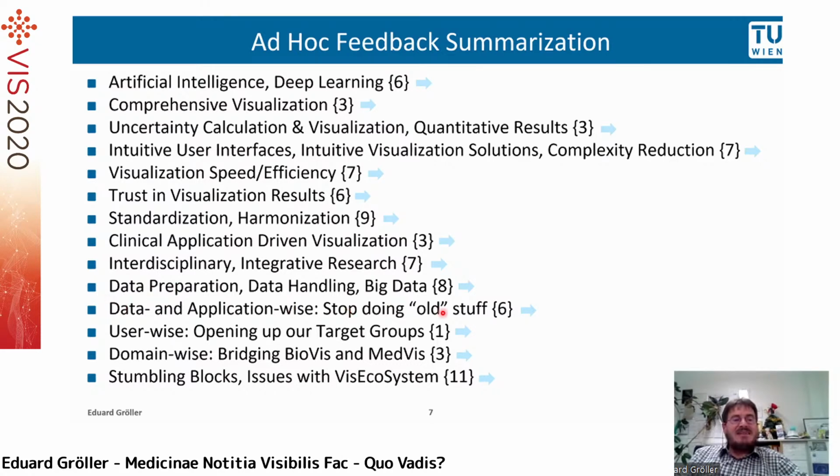And then stop doing the old stuff. I mean, there are techniques out there for simple techniques, for simple modalities, for diagnosis and treatment, but maybe we should go more in newer directions like prediction, prevention in a way, or opening up to new target user groups, patient briefing, for example, or the general public. If you think to convey the current pandemic for people, for example.